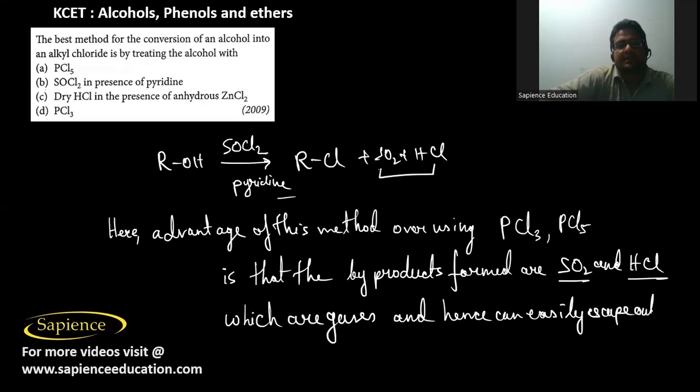So it means that using SOCl2 in the presence of pyridine is the best method for the conversion of an alcohol into an alkyl chloride. So option B is the correct answer.